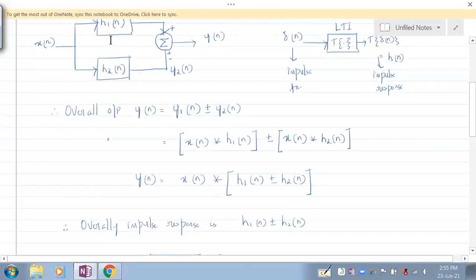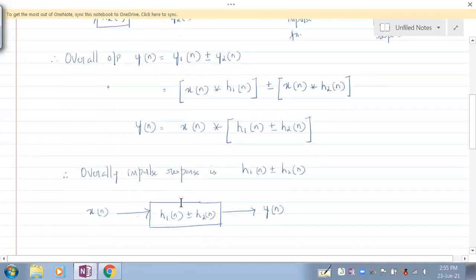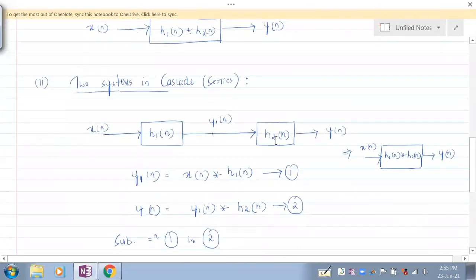Understand, if you have that in parallel, you are adding them or subtracting them. If you have them in cascade, you'll be what? Convolving the individual impulse response to get the overall impulse response of the system. Is this understood now? Now we shall take one problem on these interconnections.